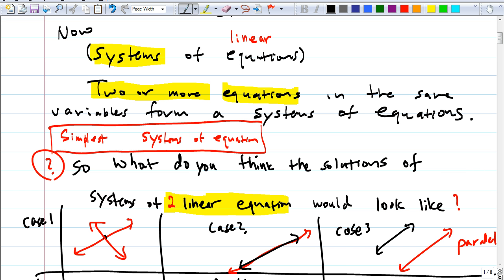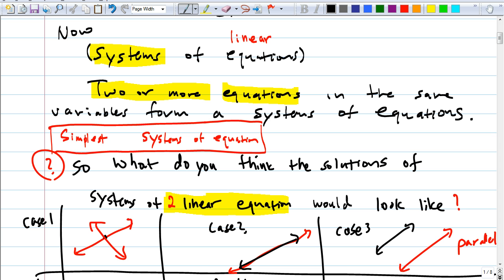So what do the solutions look like? Well, if they intersect, it's the intersection. Well, they don't always have to intersect. They could be parallel. Then there's no solution. And if they're the same line, what are your solutions? How many solutions do you have? Infinitely many. And what are they?